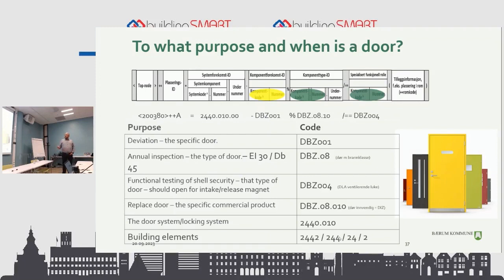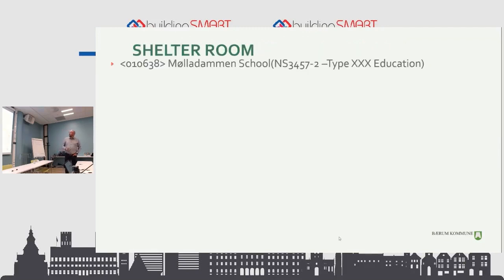If I want to replace the door, that's the subgroup of the component type. That's if it's a group of the same type of door. If it's a serial door or unique door, I also can connect it to this component. And this is the system, the doors that are working together in this building.